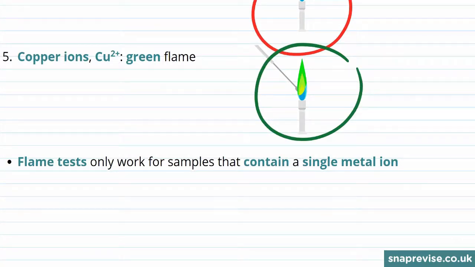If the substance that you're testing contains more than one metal ion, the flame colour may be masked or mixed. So therefore, flame tests only work for samples that contain a single metal ion. But in these cases it can be a very simple and conclusive test.